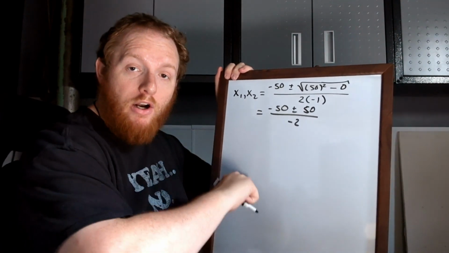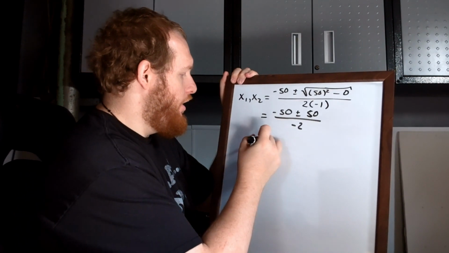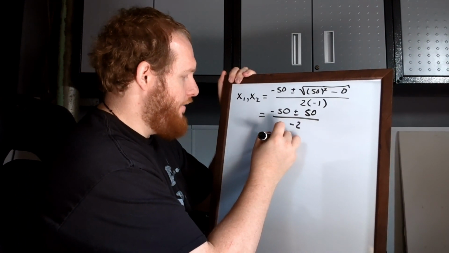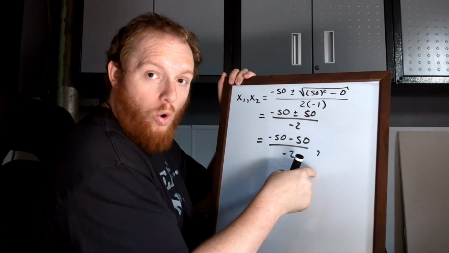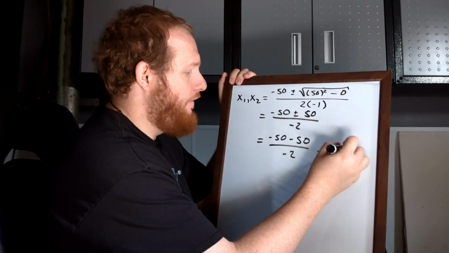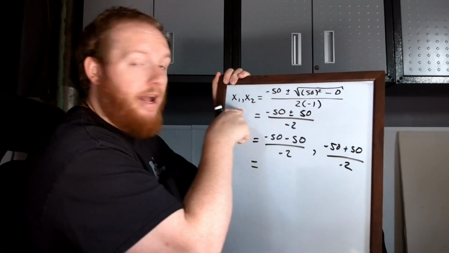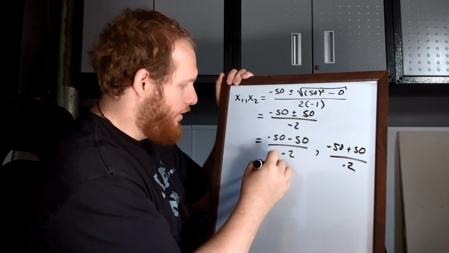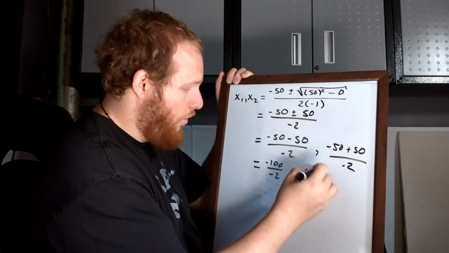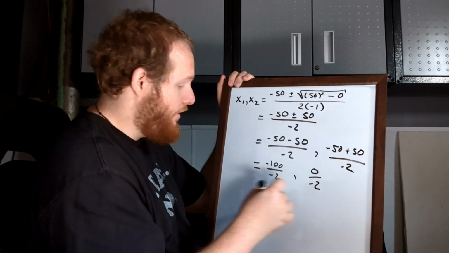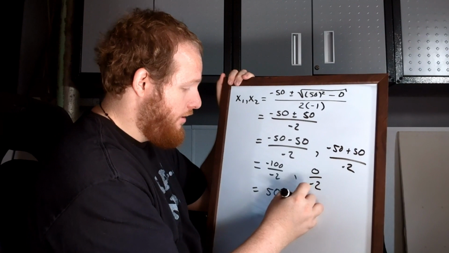So the zeros of our hill, of our parabolic curve, is going to be -50 minus 50 divided by -2, or it's going to be -50 plus 50 divided by -2. So our x1, x2 values are going to be -100 divided by -2, or 0 divided by -2. In other words, it's going to be 50 and 0.